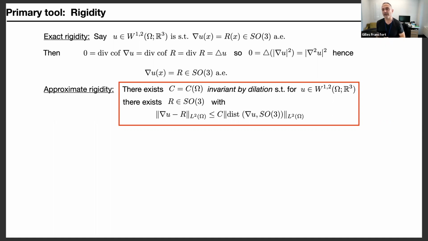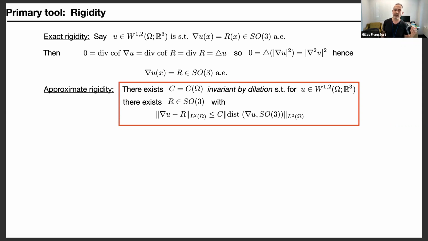You compute the Laplacian of the square norm of grad u squared. Because grad u is a rotation, grad u squared is 3 in 3 dimensions, or 2 in 2 dimensions. So its Laplacian is 0. But when you compute the Laplacian of grad u squared, you have a term which involves the Laplacian of u, which will be 0 because u is harmonic, and another term which is the square of the Hessian matrix. And so you get that the Hessian matrix is 0, and thus grad u is a fixed rotation. So this is called exact rigidity.